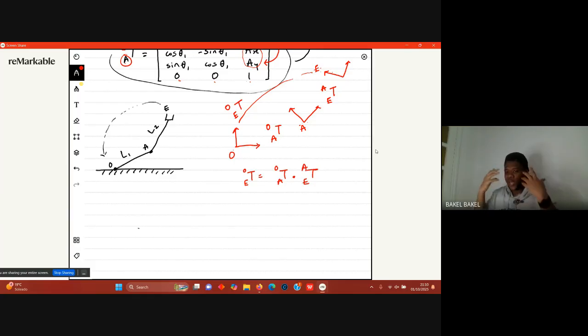So I like to visualize it as you move from E to A. And then this is your A, you're at A now. You now move from A to O. Overall, you've moved from E to O. Do you understand the T thing now, roughly?